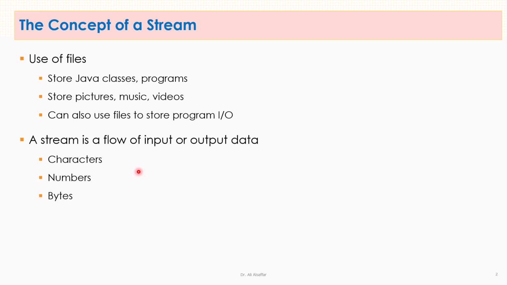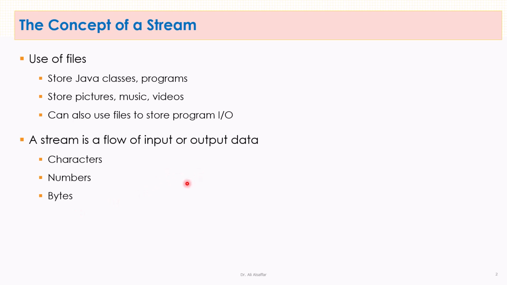If a bunch of people are walking all the way from one place to another, we say we have a stream of people going from one place to another. So it's a continuous movement from one place to another. In programming, when we have characters moving from one place to another, we say we have a stream of characters. And if we have numbers moving from one place to another, we say we have a stream of numbers. Similarly, if we are transferring data by bytes from one place to another, we say that we have a stream of bytes. Usually we have streams when we deal with input and output.